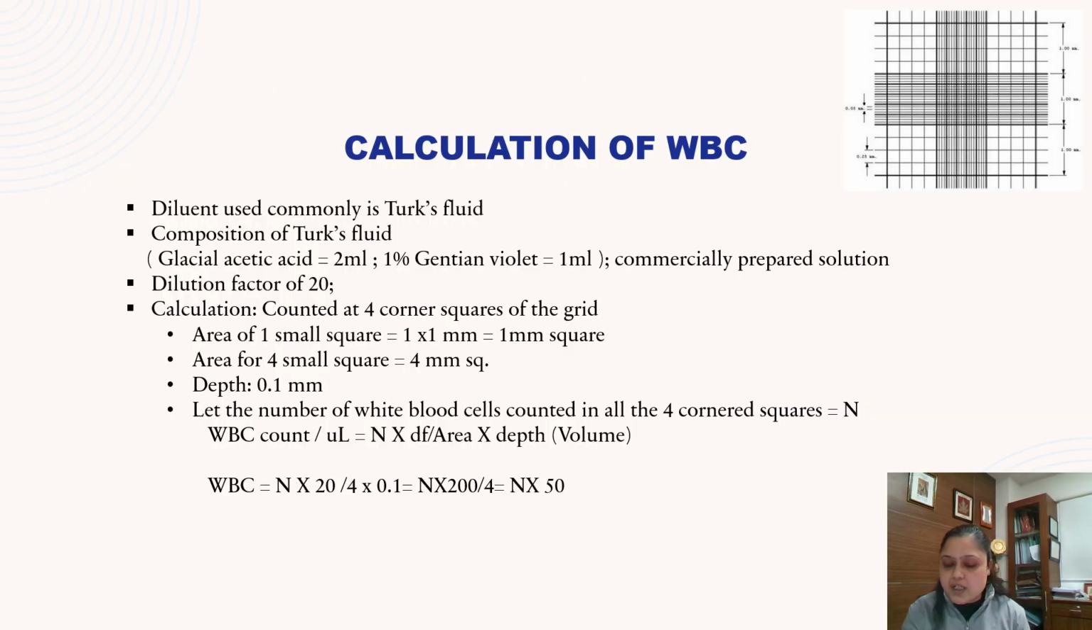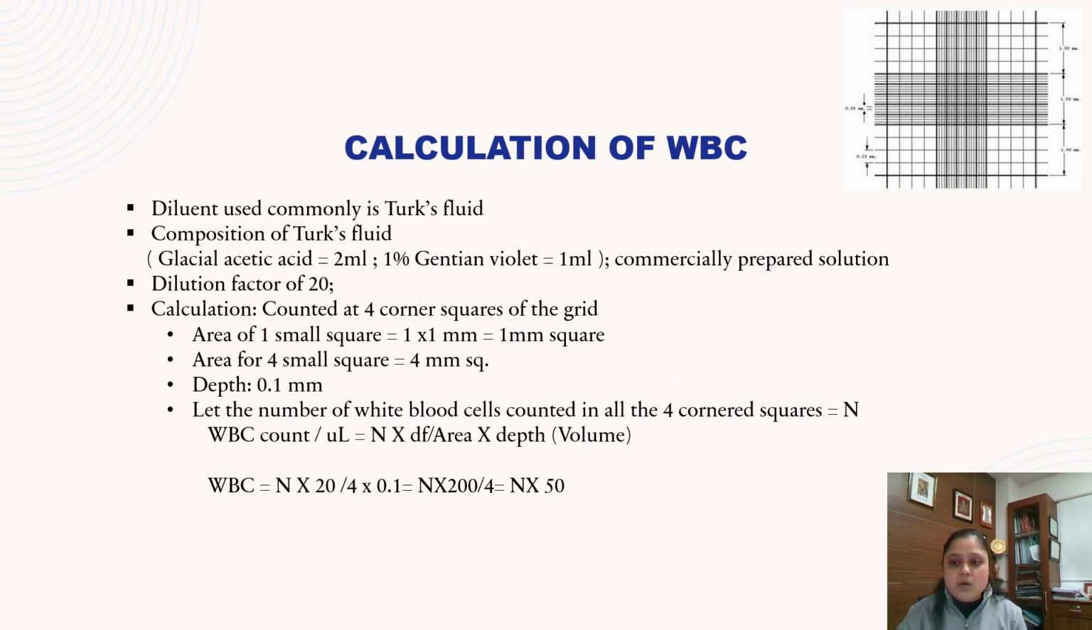Now, how do we count the white blood cells? The commonly used diluent is the Turk's fluid. The composition of the Turk's fluid is glacial acetic acid 2 ml, gentian violet 1 ml. The purpose of glacial acetic acid is to cause the lysis of the red blood cells. And the dilution factor, which commonly we take into account, is 20.